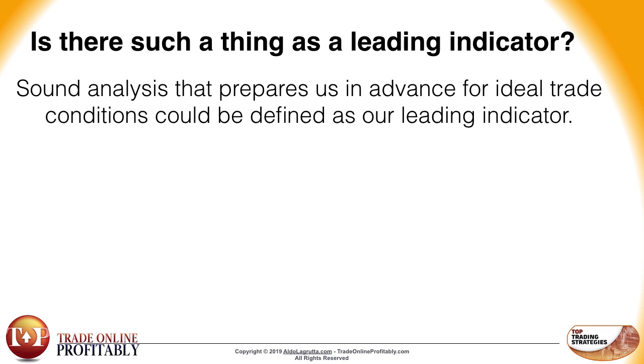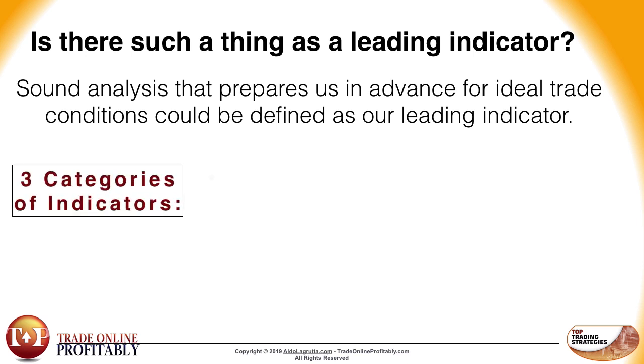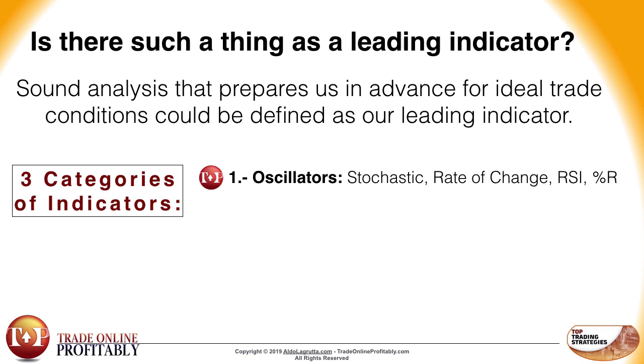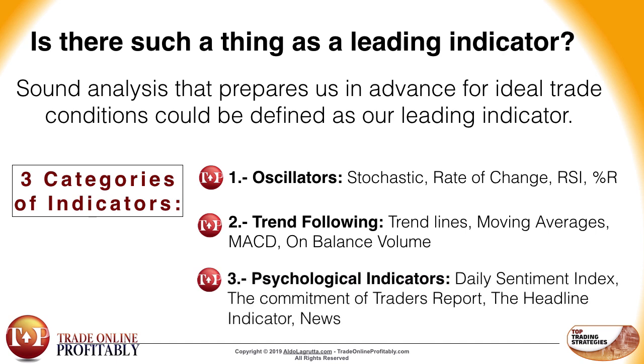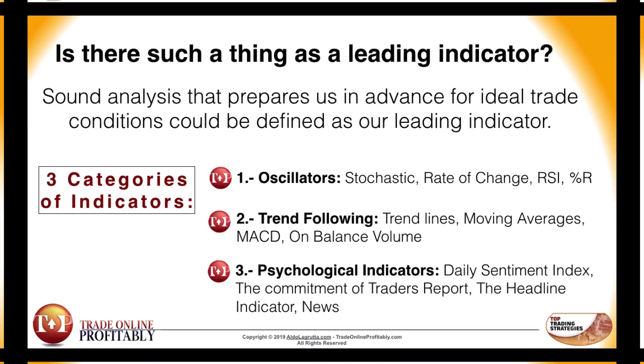In top, we arbitrarily divide indicators into 3 types. 1. Oscillators, like stochastic, rate of change, RSI, percentage R, and others. 2. Trend following, trend lines, moving averages, MACD, unbalanced volume, and so on. And finally, we have 3. Psychological indicators, daily sentiment index, the commitment of traders report, the headline indicators, news, and others. In our technical analysis course, we will be dealing in detail with some of the oscillators and trend following indicators.